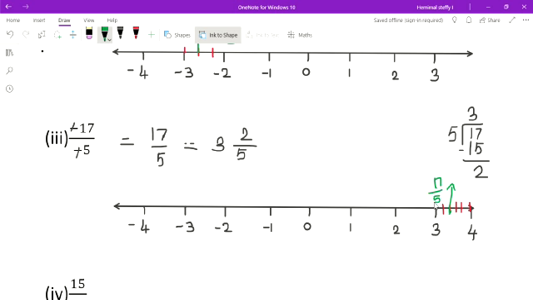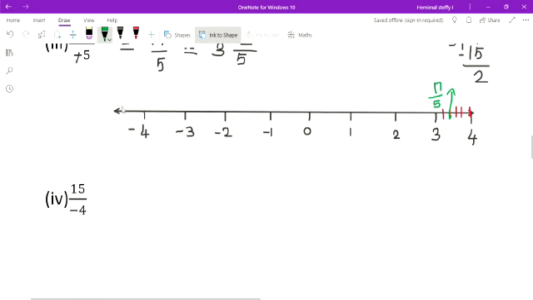Is it clear, children? The next, fourth one, has a minus in the denominator. Don't worry, same as before, we will find it. Take the division and then 15.